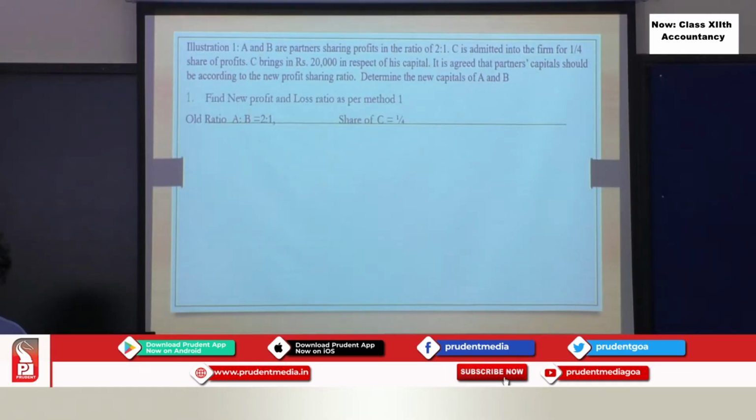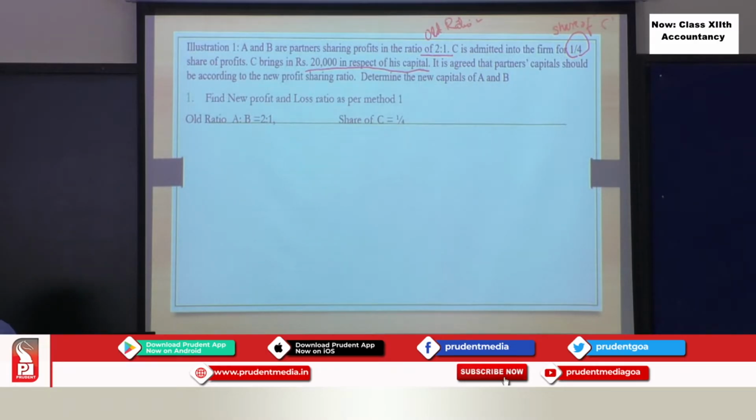Look at the question given on the screen. A and B are partners sharing profits in the ratio of 2:1. You will notice that this is the old ratio. C is admitted into the partnership firm for 1/4 share. So you are given the share of C, the new partner. Share of new partner is given, old ratio is given. C brings in rupees 20,000 in respect of his capital. So capital brought in by the new partner is given.